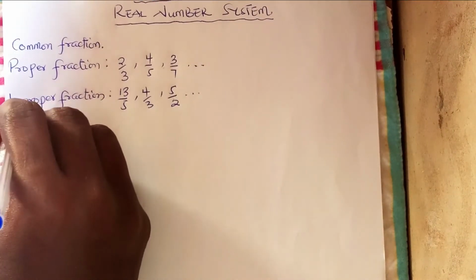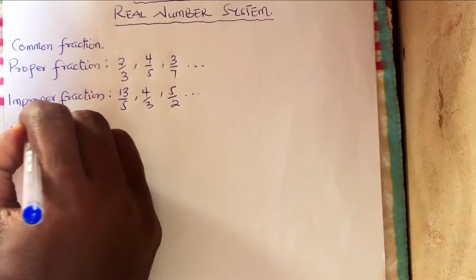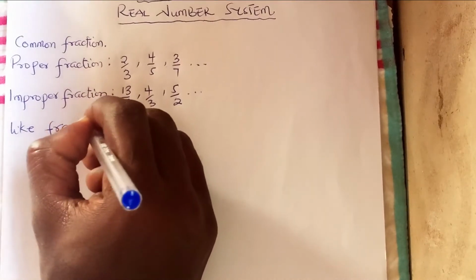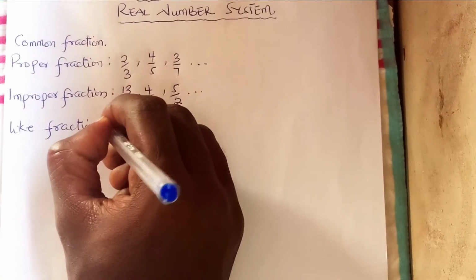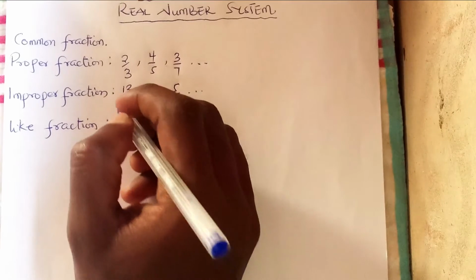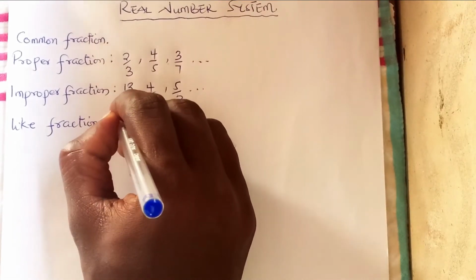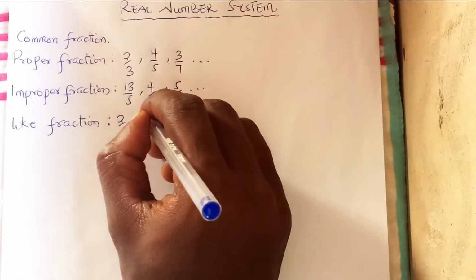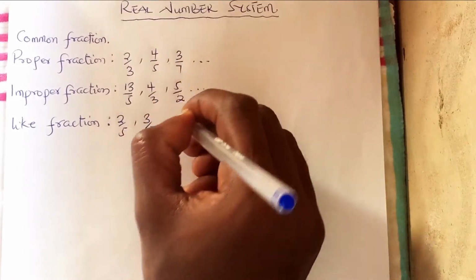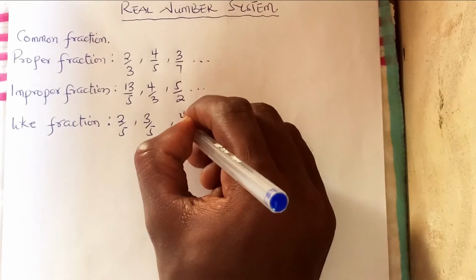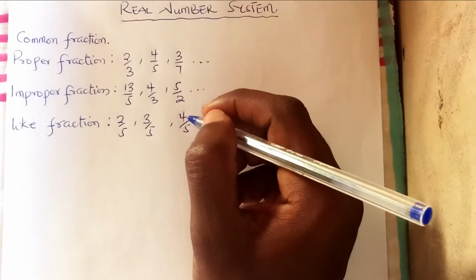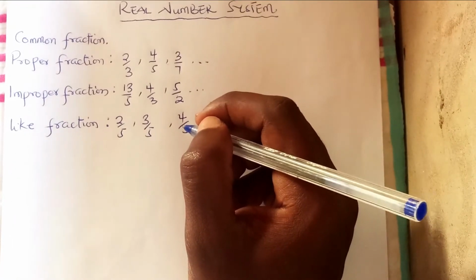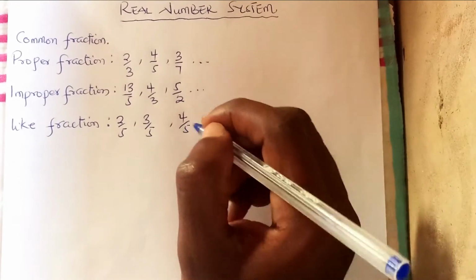Like fraction. With like fractions, they have the same denominators. For example, we have 2 on 5, we have 3 on 5, and we have 4 on 5. When we look at these three fractions, they have the same denominators, that's 5, 5, 5. This makes it a like fraction.